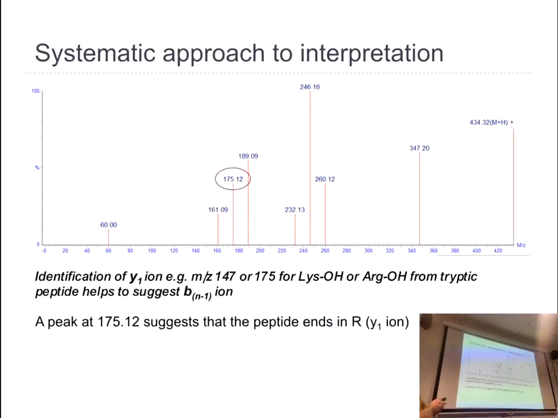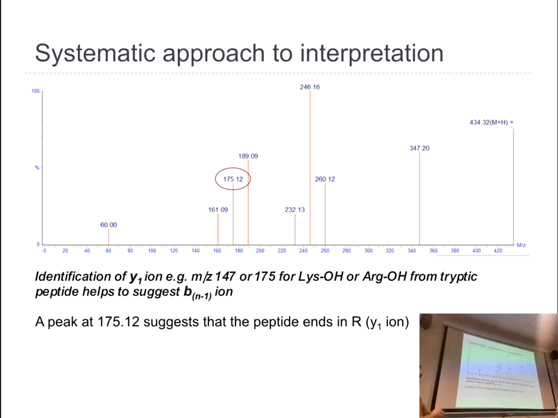And also, the other thing I told you is that we've got tryptic peptides. So you're either going to have an arginine or a lysine at the C terminus. If it's a lysine, it's going to be 147. If it's an arginine, it's going to be 175. Well, you have a 175.12. So that's good.